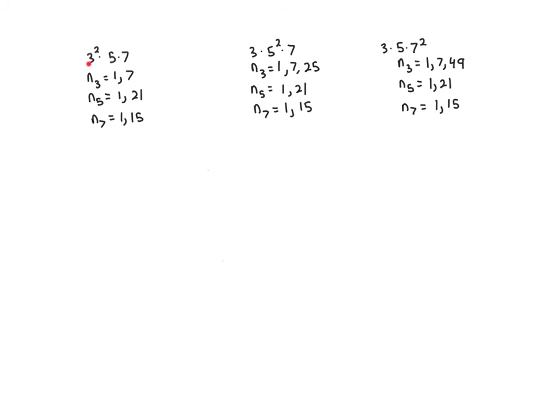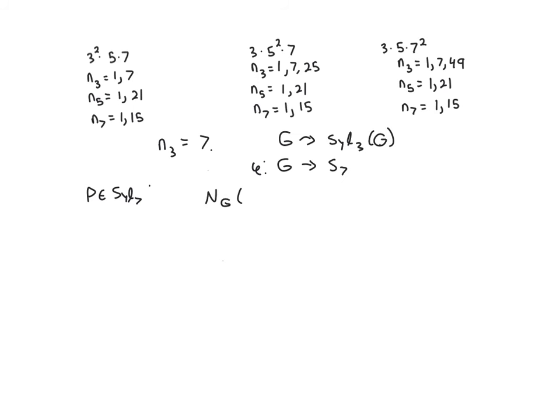Finally, we're at this last order, 3 squared times 5 times 7. We'll assume n3 is equal to 7. If we let G act on the Sylow 3 subgroups, we're going to get a homomorphism from G into S7. We're going to identify G with its image, and let's look at the normalizer in G. We'll let P be a Sylow 7 subgroup. Let's look at the size of the normalizer in G of P. It has order 15, if we assume that there's 15 Sylow 7 subgroups.